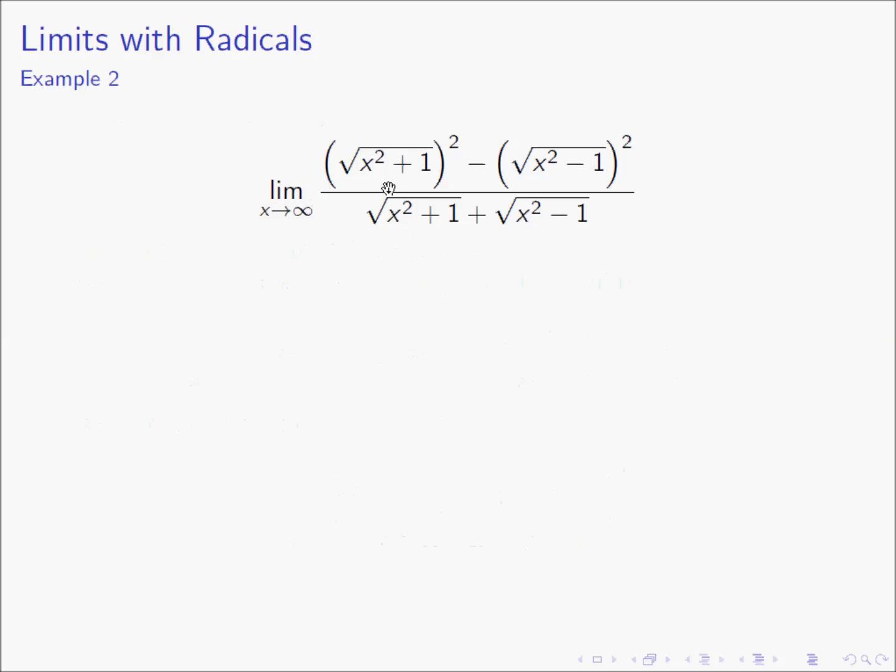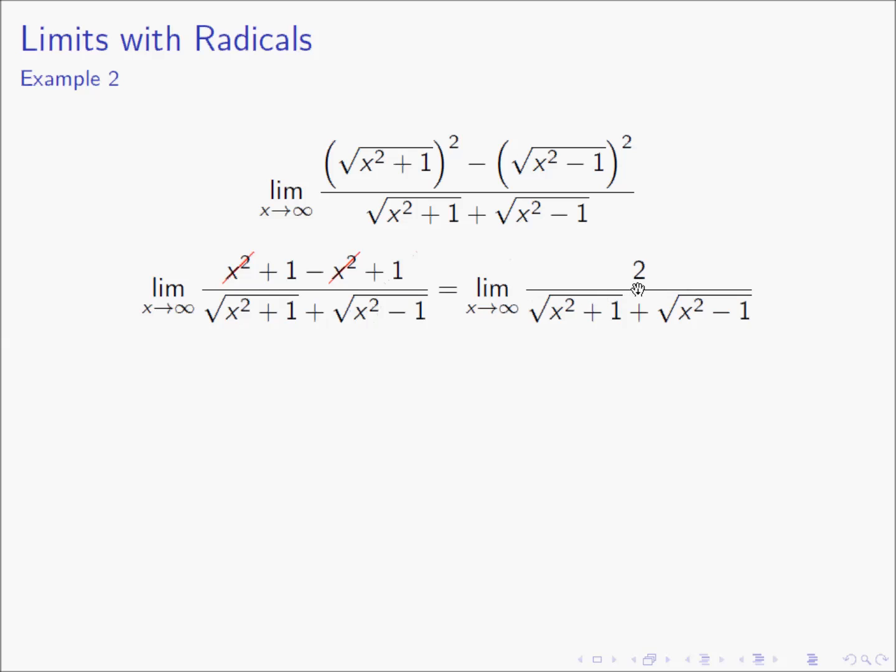Now we have the square root of something squared. The square root disappears and you get x squared plus 1 minus x squared minus 1. That's plus 1. So here these two x squareds cancel and we get 2 in the numerator.